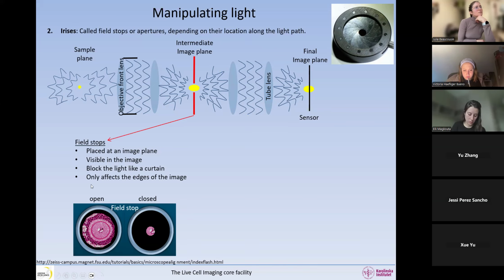Oh yes, I forgot that. It only affects the edges of the image. So the center looks exactly the same here and here. But what happens if we place an iris outside of the image planes?